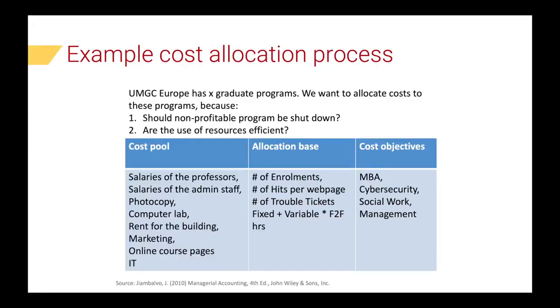Therefore, our cost pool would be the salaries of professors, salaries of admin staff, photocopy, computer lab, renting the building, marketing, online course pages, and information technology, things like that. The allocation base would be the number of enrollments, the number of hits per web page, things like that. The cost objectives are cybersecurity, social work, and management.